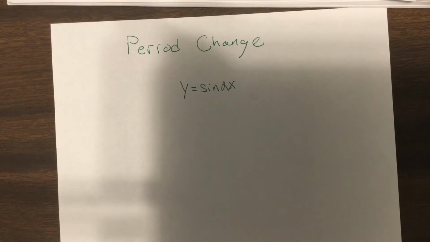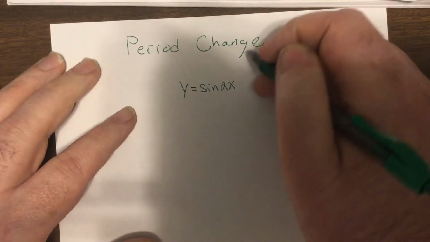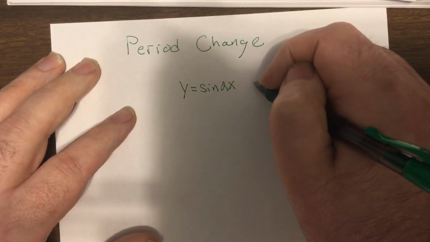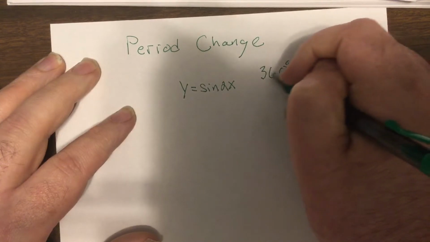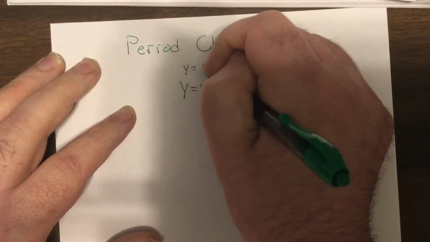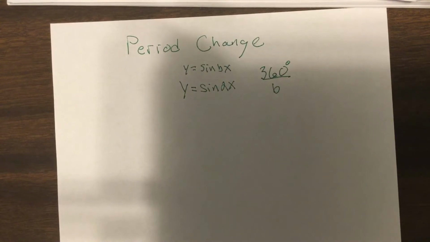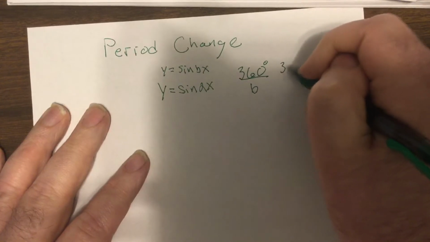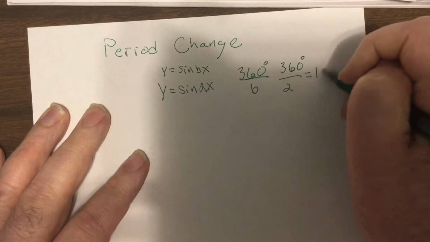So the question would be, how long would it take to do one of the two? Well, the period change. To find the new period, you go 360 divided by b. And b is the number times the x. So in this case, the period change would be 360 divided by 2, which is 180.